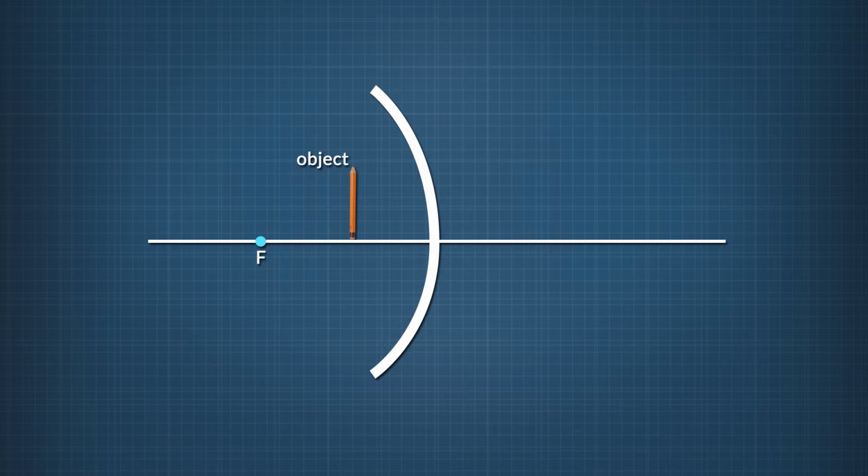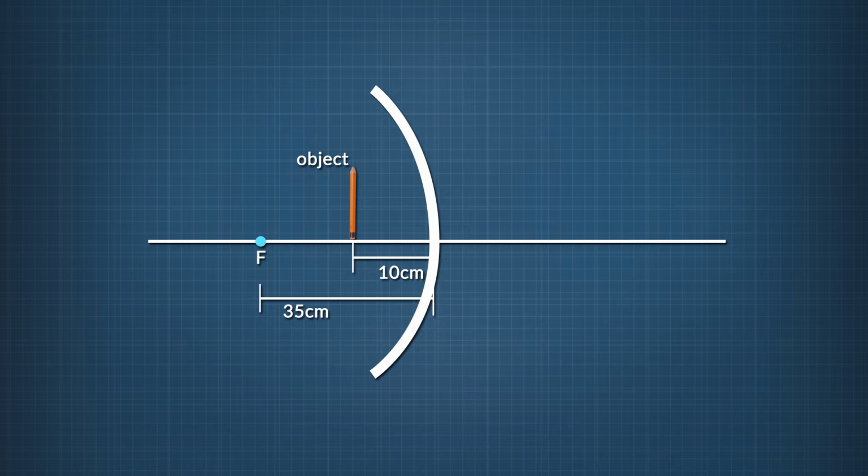Let's try one out. Imagine you have an object, say a pencil on its end, in front of a concave mirror. The mirror's focal length is 35 centimeters, and the pencil stands 10 centimeters from the mirror. Where is the pencil's image located?